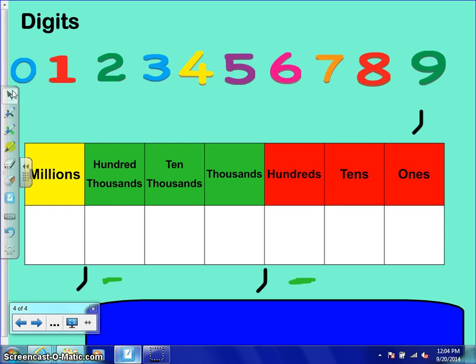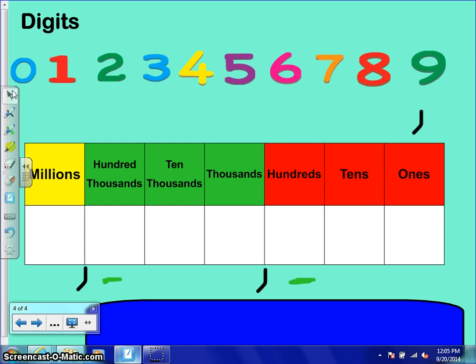The first thing you need to know is that we separate our numbers in groups of 3, which are called periods. If you look at this place value chart, I have my ones, tens, and hundreds in red. That is the ones period. That's the first group of 3 numbers. Then I have my thousands, my 10,000s, and my 100,000s. Those are all in green because that's our second period, which is the thousands period.